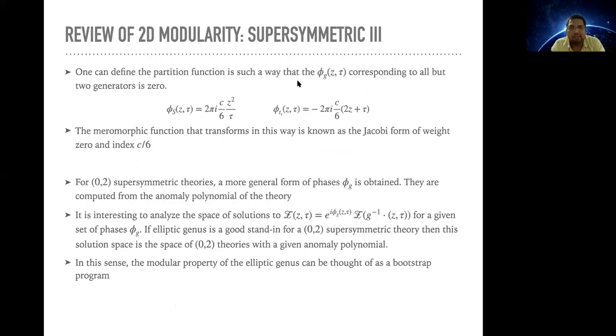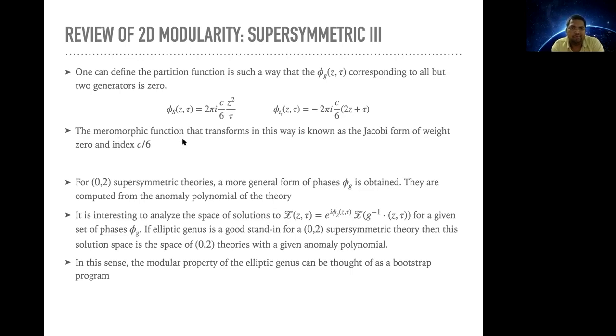So you can define the partition function in such a way that this phi g is zero for all the generators but two. And these are the two generators. This is the group element S, the standard S modular transformation. And this is a large gauge transformation, which is the shift by tau. So only these phis are non-zero, the rest are zero. So you can define the partition function in this way.